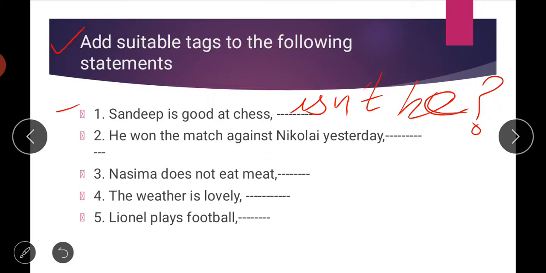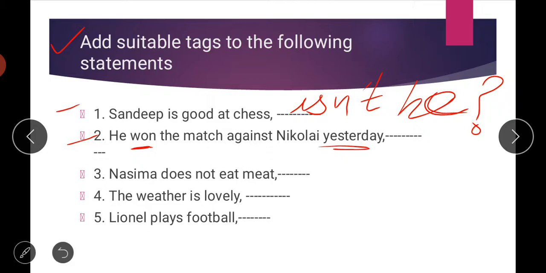Then second is he won the match against Nikolai yesterday. So see, students, there is no helping verb given in this statement. If you look at the second statement, he won the match against Nikolai yesterday, there is no helping verb given. But if you look at this word won, it is the second form, meaning the past tense form of the verb win. So win, won, we know that. So that is why we are talking about the past. Yesterday is also showing that we are talking about the past.